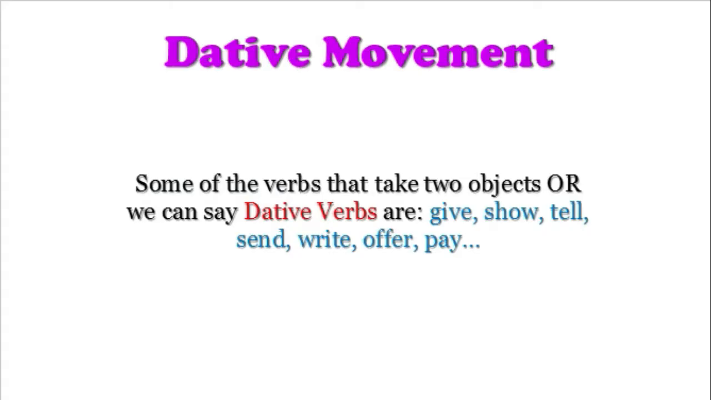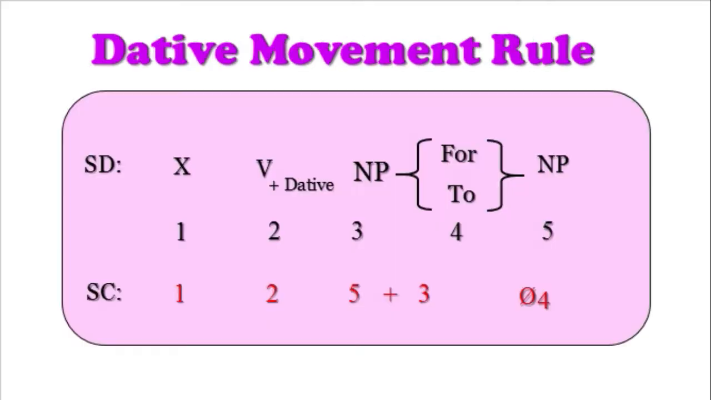Some of the verbs that take two objects, or we can say dative verbs, are, for example, give, show, tell, send, write, offer, pay.